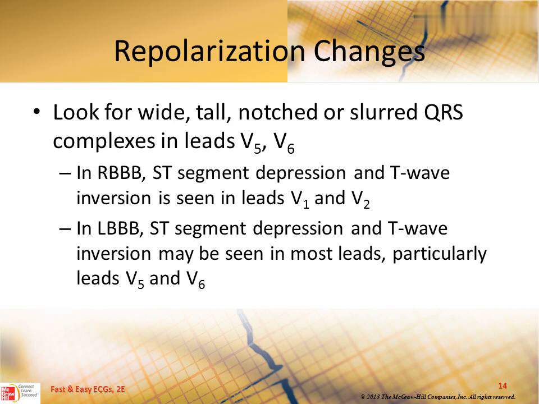Repolarization changes. Look for wide, tall, notched or slurred QRS complexes in leads V5, V6. In RBBB, ST segment depression and T-wave inversion is seen in leads V1 and V2. In LBBB, ST segment depression and T-wave inversion may be seen in most leads, particularly leads V5 and V6.